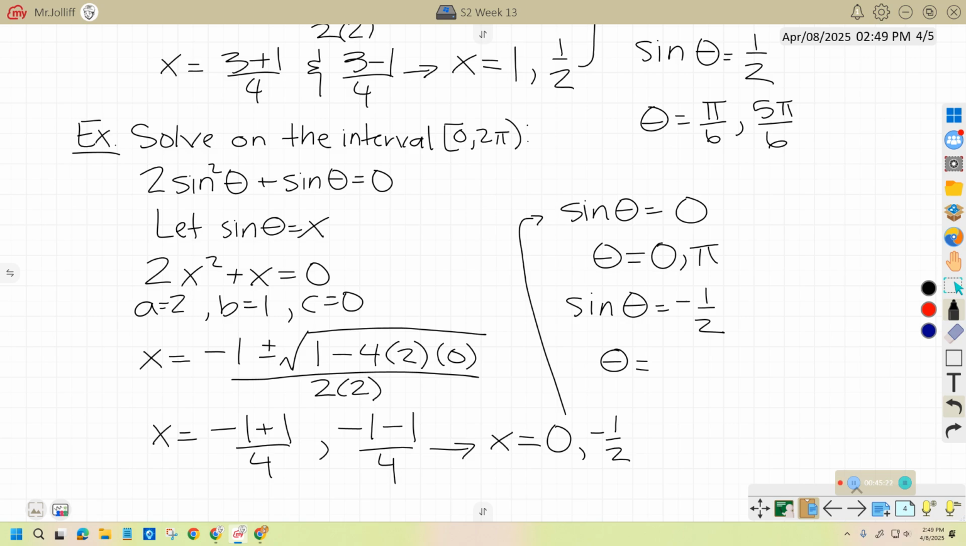Where does the y-coordinate equal negative 1/2? Those are the 6's. Yeah, this one is 7 pi over 6 and 11 pi over 6. Right, negative is in the bottom half of the graph. Yeah. Very good. Very good.